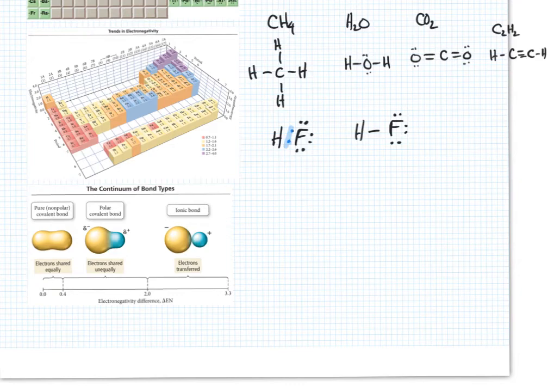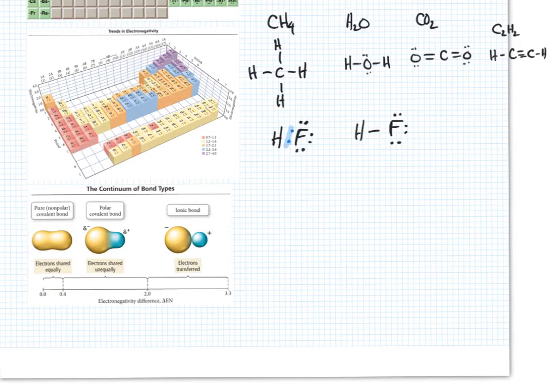Electronegativity is the desire for an atom to have extra electrons in a chemical bond. Let me say that again: the desire for an atom to have more electron density in a chemical bond. It's similar to electron affinity in chapter 8, only that's just the atom itself. This is the atom in a chemical bond.